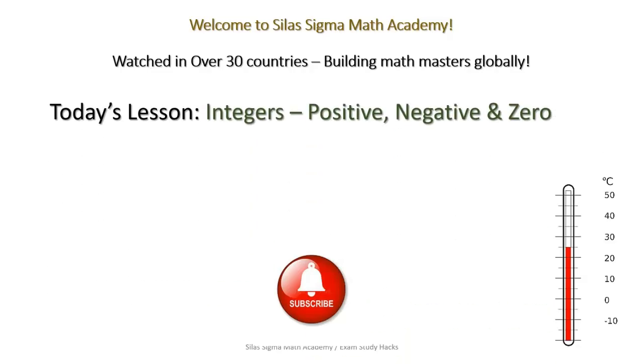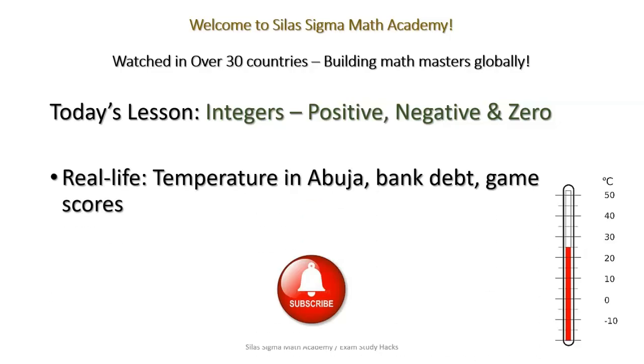Today's lesson is on integers, meaning positive, negative and zero. I'm sure you're familiar with temperature. You must have heard your parents talk about bank debt. I'm sure you're also familiar with game scores. You see some countries playing with other countries or clubs playing with other clubs, and sometimes some clubs go on relegation. I'm sure you're familiar with a team being one goal down or maybe 2 goals down or leading by 2 goals.